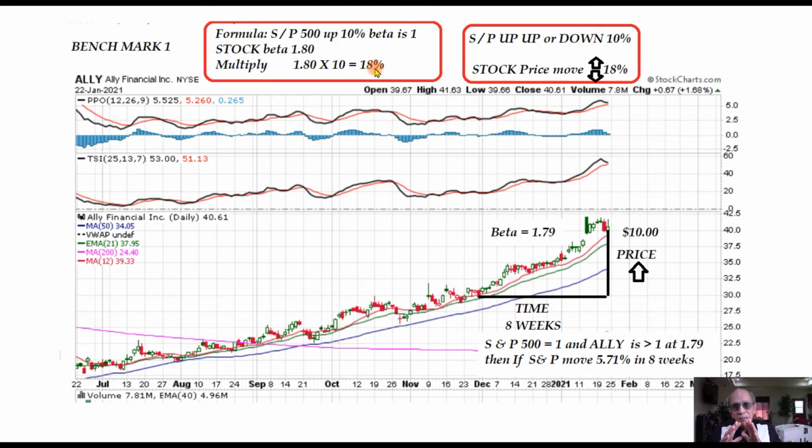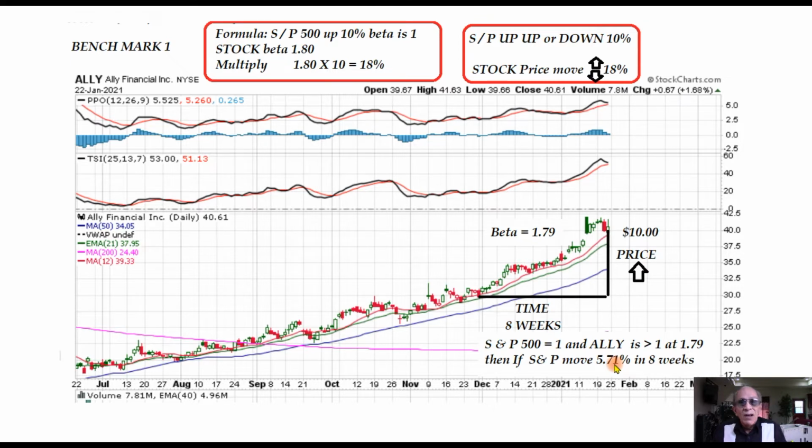If your stock had a beta of, let's say, 0.99 or 1.1, then if the S&P 500 went up 10%, your stock would go up about 10%. So 1.8 can give you an extra $800 or whatever, you know. So this is what happened. The stock went up 10%. For this stock with 1.79 beta, the S&P 500 probably moved only about 5.71% in a week. But your stock gained $10 instead of gaining $5, right?